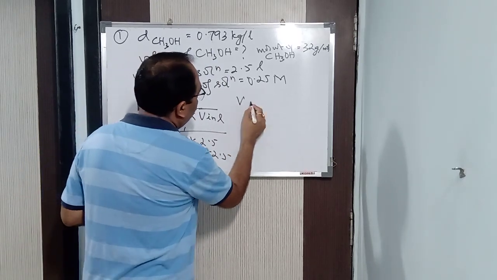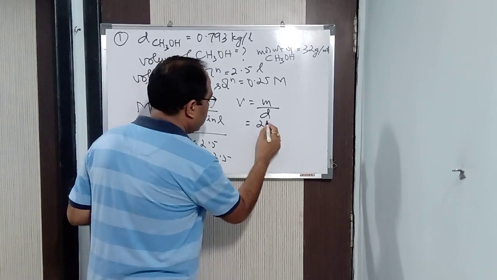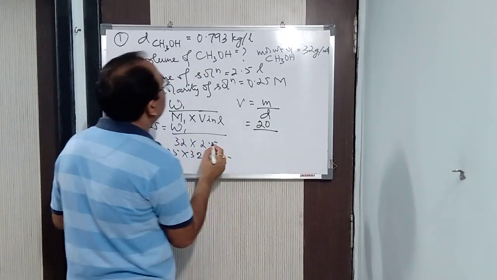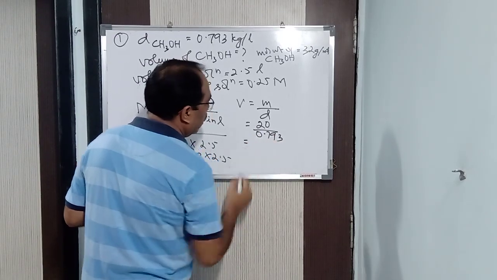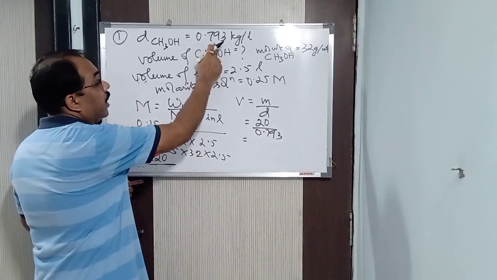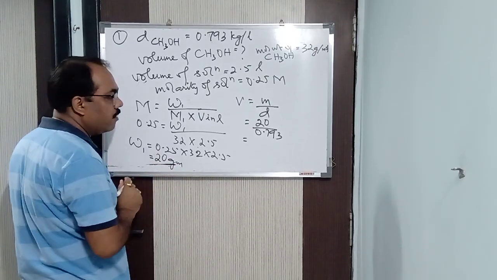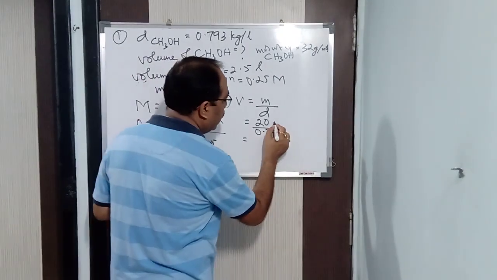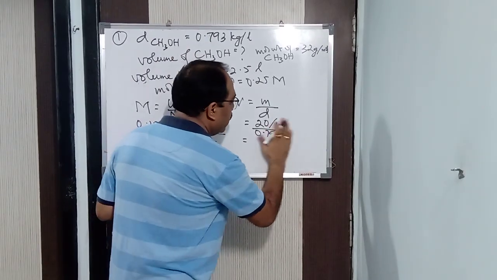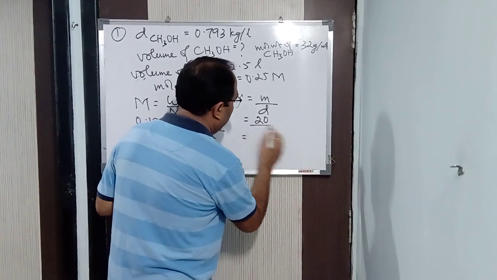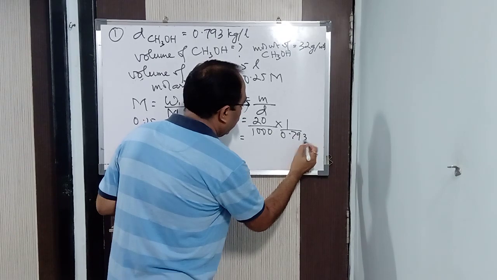Now you know that volume is equal to mass by density. So mass I got to be 20. Density, how much is it given? 0.793 kg per liter. Mind it, this is given in kg and the mass we got is in gram. So you convert the mass into kg: 20 by 1000. If you don't understand, I will write it this way: 20 by 1000 into 1 by 0.793.